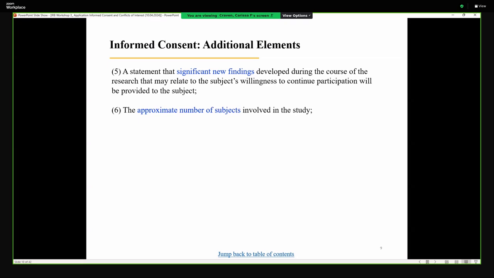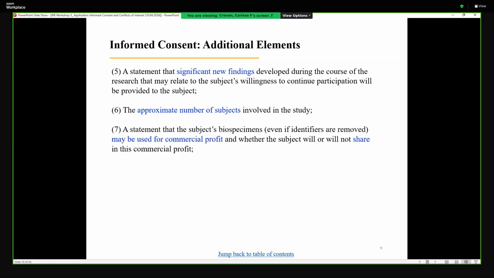In some cases, they need to know the approximate number of subjects, especially if there is a control group, and they need to know the likelihood of being added to the control versus receiving the intervention. If you are going to sell their information, even if it's removed, they need to know if you're getting money and if they get a cut of that, that should be included.